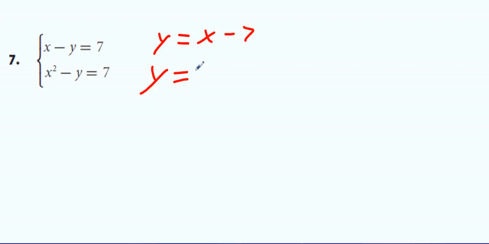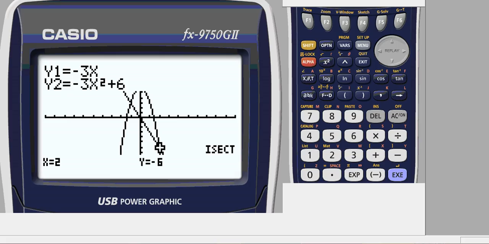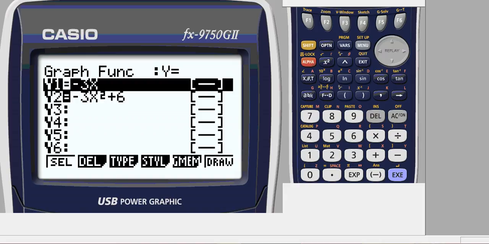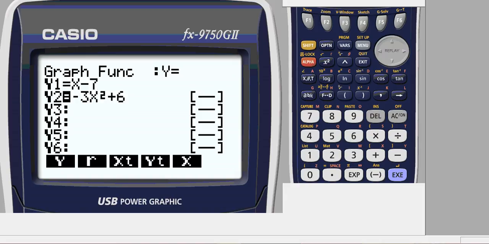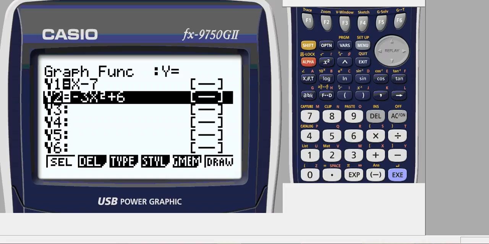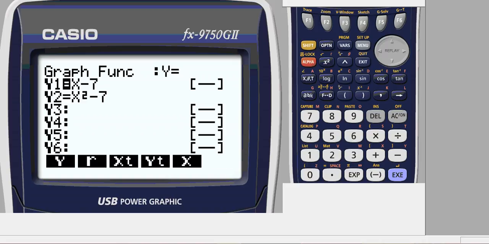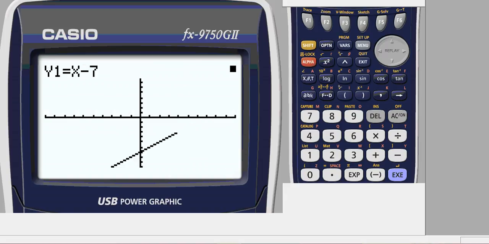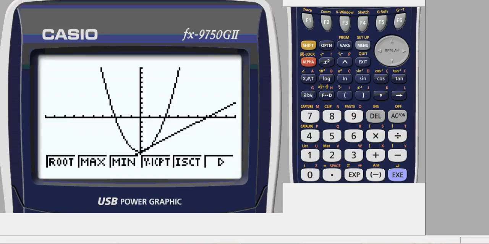And the other equation, solve for y, get y by itself. So y equals x minus 7, y equals x squared minus 7. As mentioned in the last problem, if you graph those, x minus 7 and x squared minus 7, you can see it looks like they intersect. It's hard to tell from this window if they intersect once or twice.